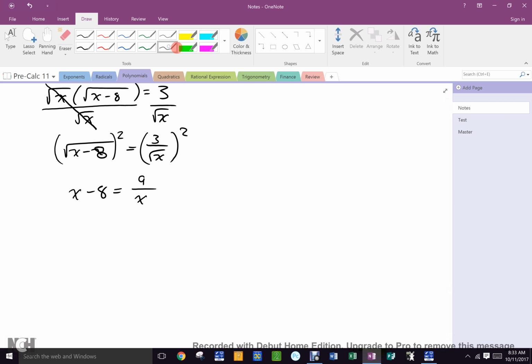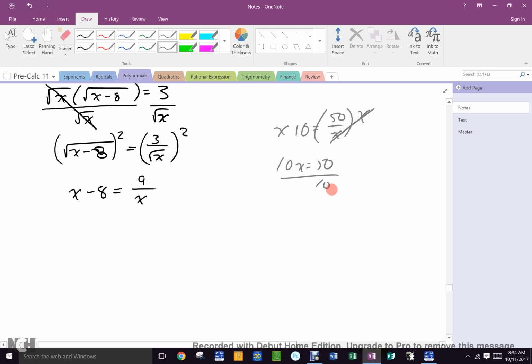Again, you already know math. If I had 10 equals 50 over x, what would you do right here? I would multiply by x, cancel them. Then I would get 10x equals 50. Then I would divide by 10, yes?